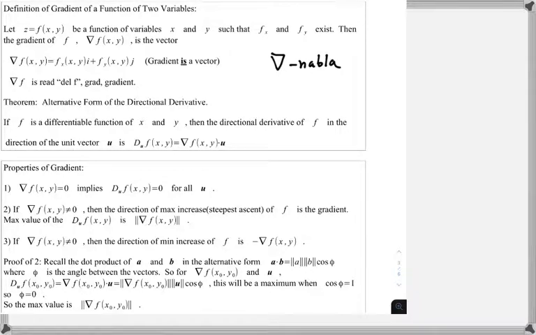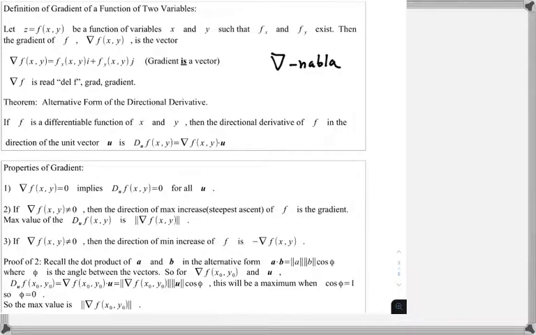Recall that the dot product of vectors a and b in the alternative form is the dot product of a and b equal to the magnitude of a times the magnitude of b times the cosine of phi, where phi is the angle between the vectors.